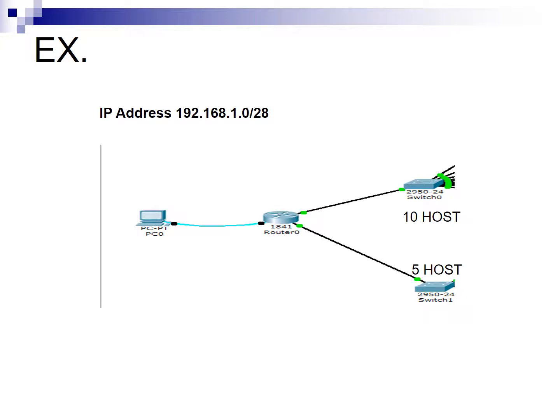So I created an example here which I would want us to go through, and our given IP address is 192.168.1.0/28. So we have 10 hosts for network A, and we have 5 hosts for network B. So we'll be looking at how we could subnet this network. So let's get started.